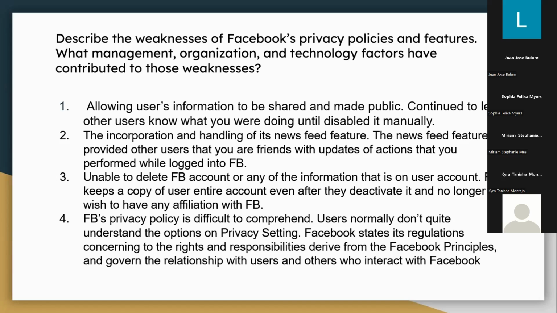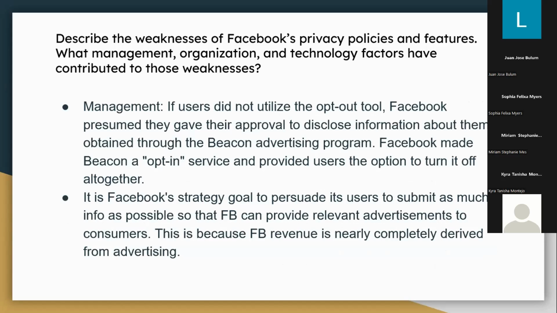And number 4 is Facebook's privacy policy is difficult to comprehend. So users normally don't quite understand the options in the privacy settings. Facebook states its regulations concerning the rights and responsibilities derived from Facebook principles and govern the relationship with users and others who interact with Facebook. When it comes to management, if users did not utilize the opt-out tool, Facebook presumed they gave their approval to disclose information about them obtained through the Beacon advertising program. Facebook made a Beacon opt-in service and provided users with the option to turn it off altogether.